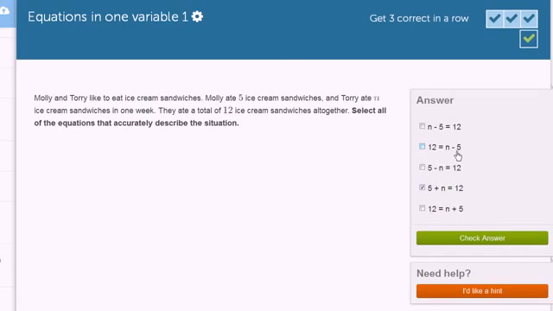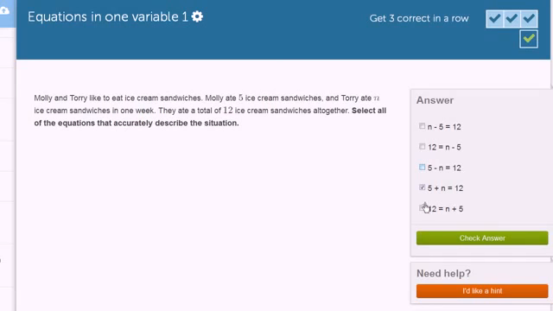Here we have 12 is equal to N minus 5, which is an equivalent statement to the top one, which we already know is not true. All they did is swap both sides of this equality, so that's not true. 5 minus N is equal to 12? Well, that's just the difference between Molly and Tori, and that's definitely not going to be equal to 12. The sum of the two is going to be equal to 12.